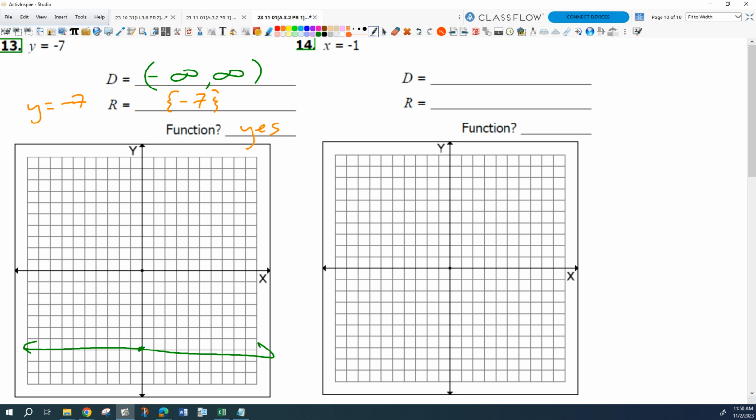Well, what do you think this is going to look like? x equals -1. So okay, but what's the graph look like? It's got an x-intercept of -1, so it's got to be vertical. So what's the domain? And I've got to write that in set brackets. There's only one discrete value. The range? Okay, is that a function? No dice. A vertical line obviously fails the vertical line test. Okay, that's good for today.